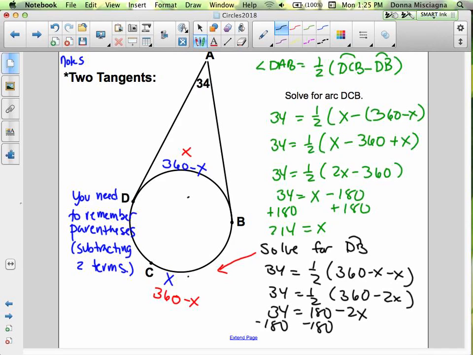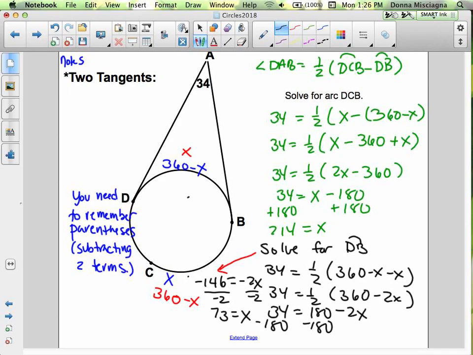I'm running out of space. I'm going to just go over here. All right, so 34 minus 180 is going to be negative 146, right, because we subtracted a larger number, equals negative 2x. Divide both sides by negative 2. And then we get 73 equals x.